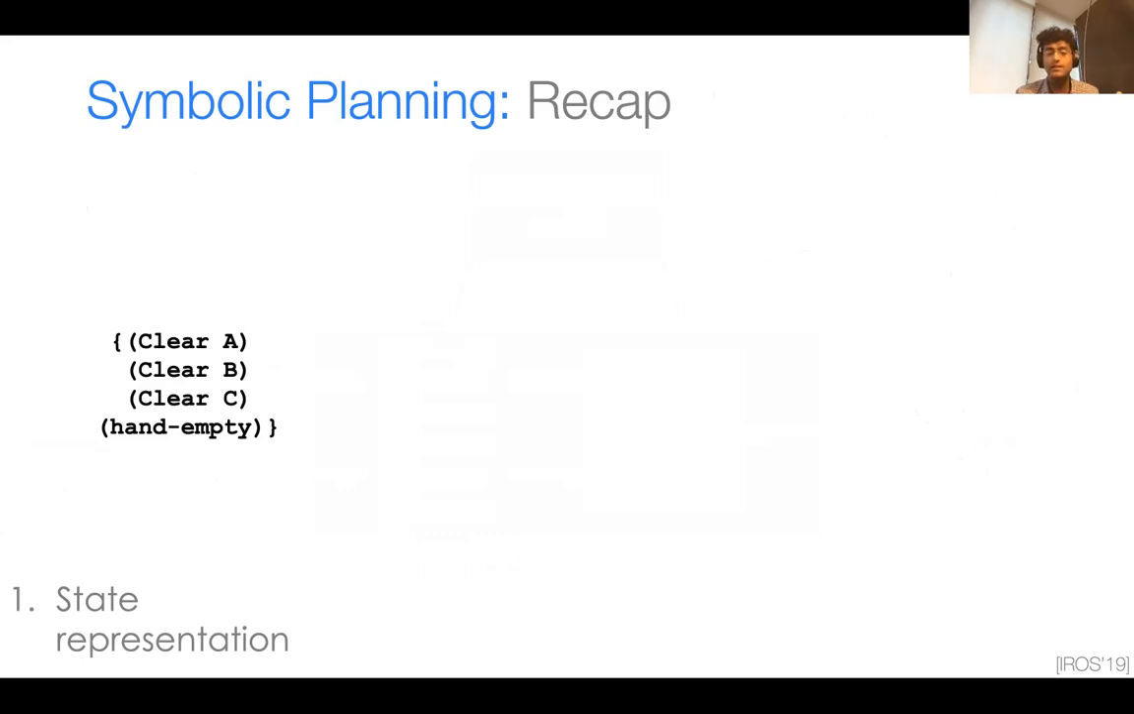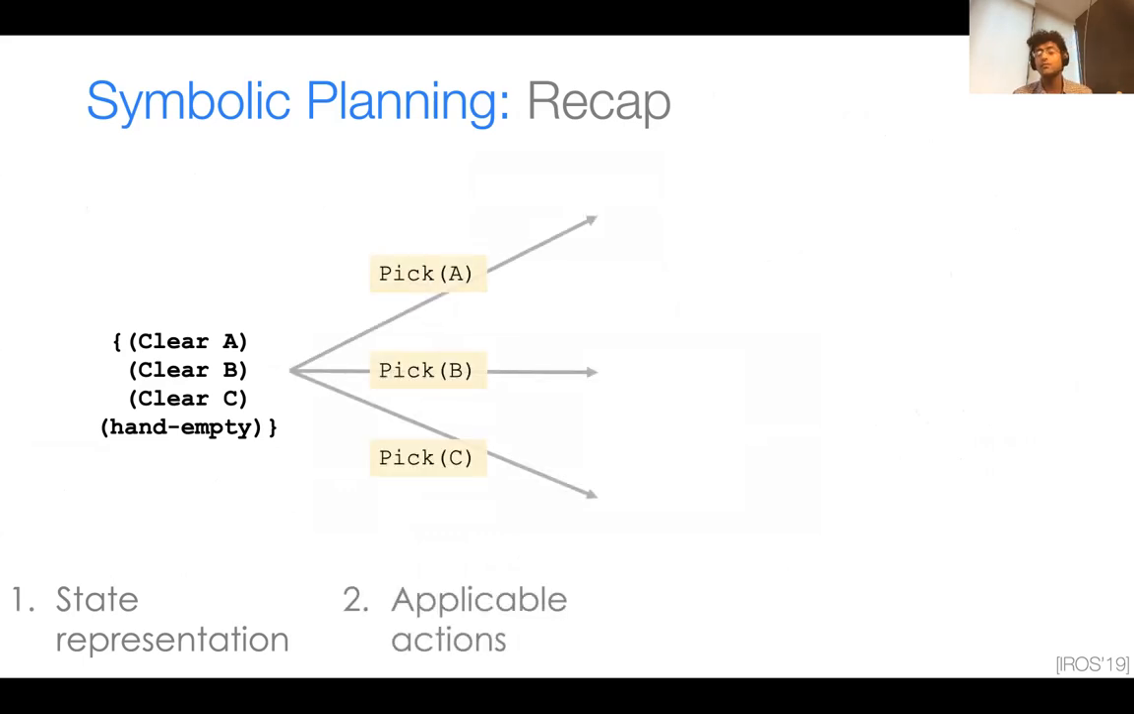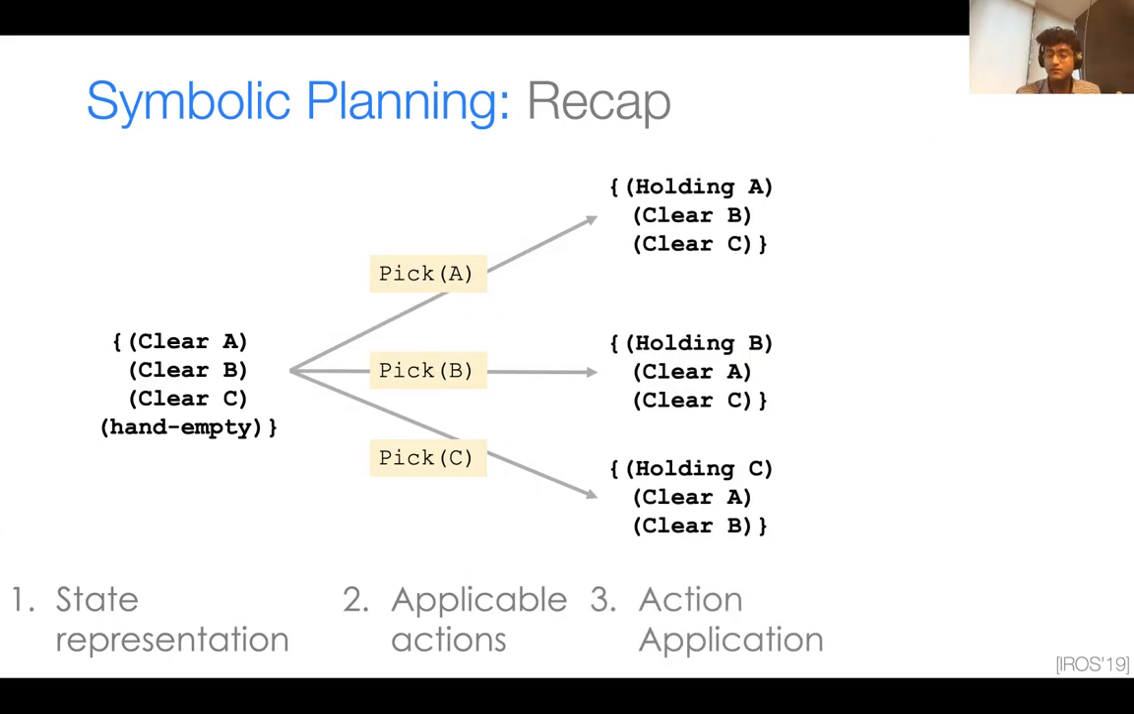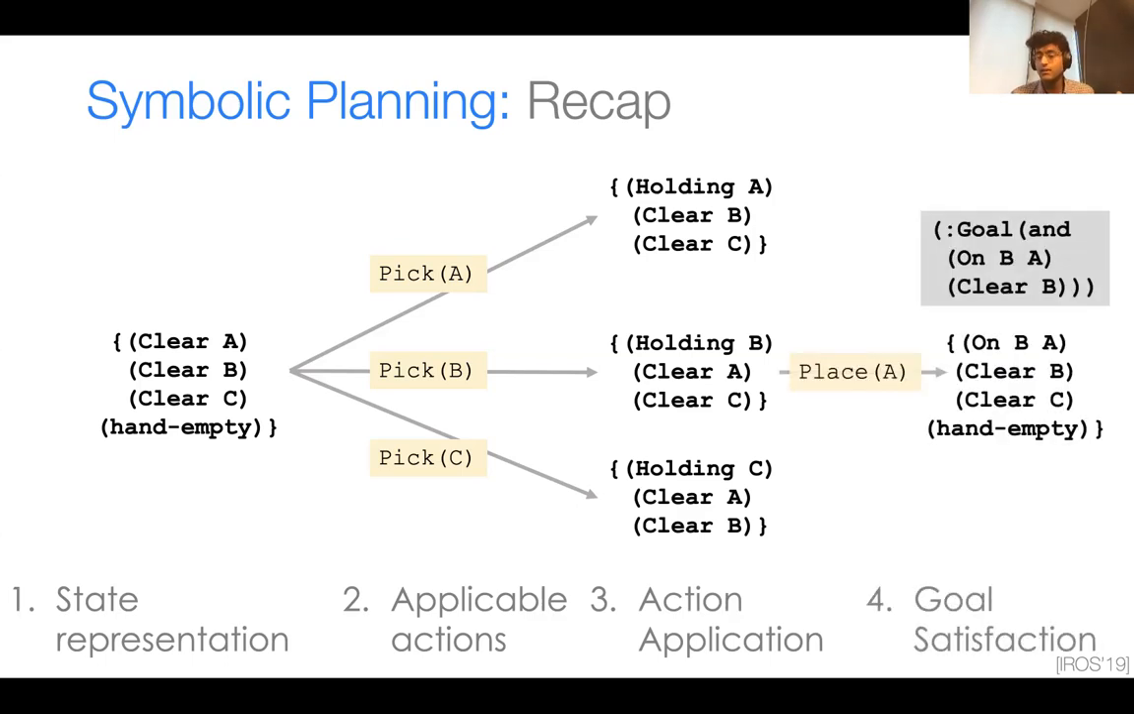A symbolic planner has a state representation. The state representation looks at a list of applicable actions at any point of time. After the application of these actions, the state is updated. And then, after you execute this action, you compare the current state with the goal state to give you a notion of what needs to be done next or if the program is done.